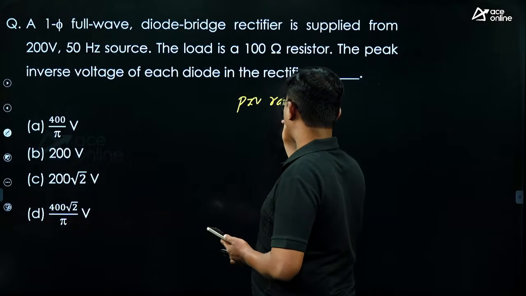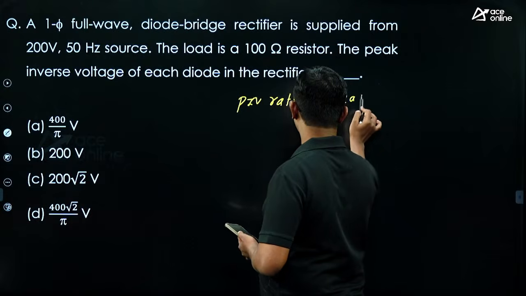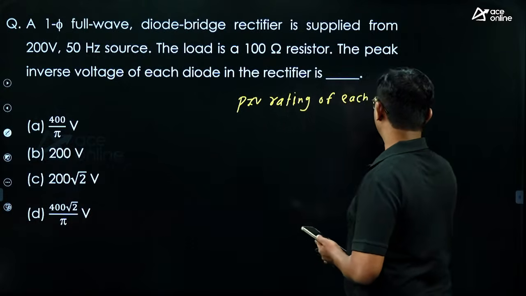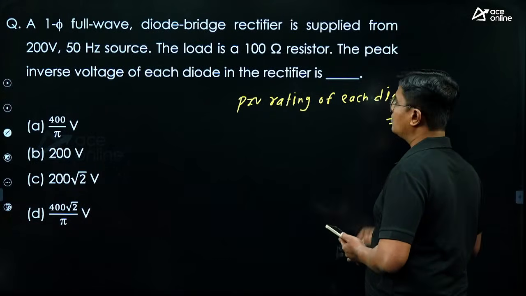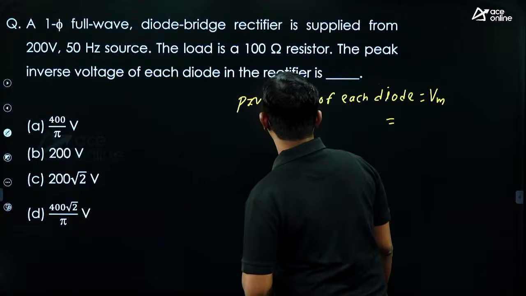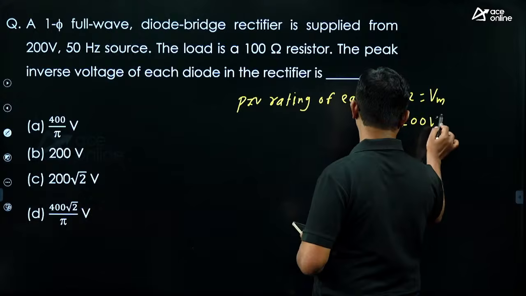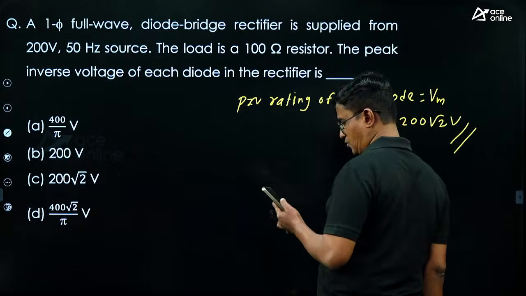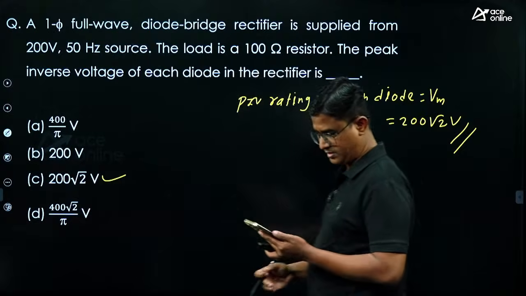PIV rating of each diode is Vmax, right? In a diode rectifier, it is Vmax, where Vmax is the RMS value 200. So the peak value is 200 into root 2 volt, right? 200 root 2. So the answer should be option C. Next.